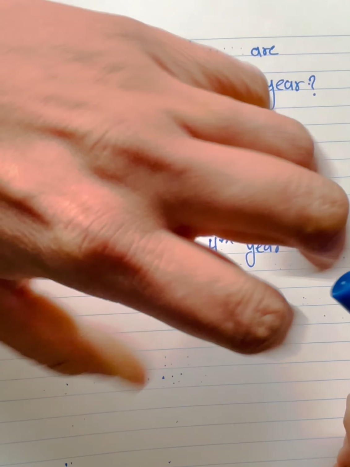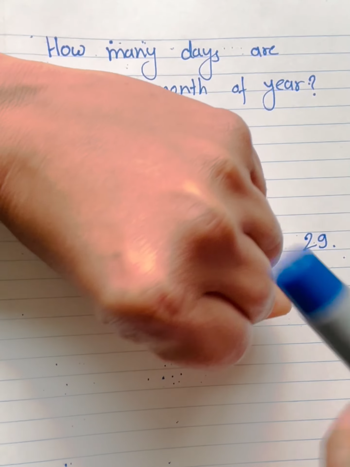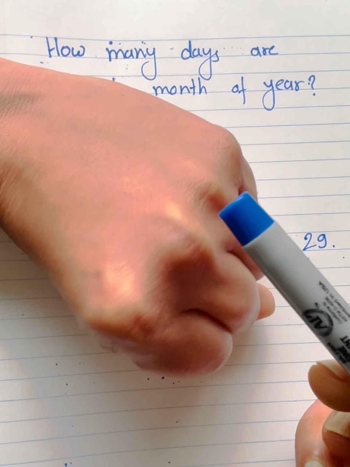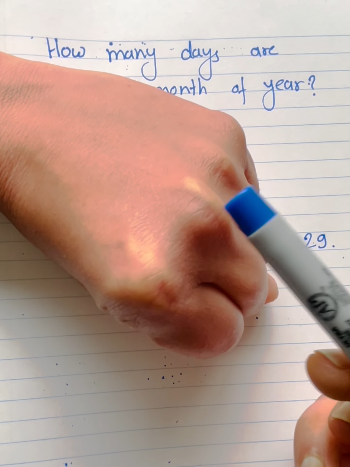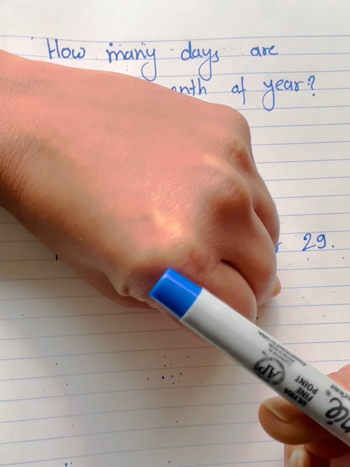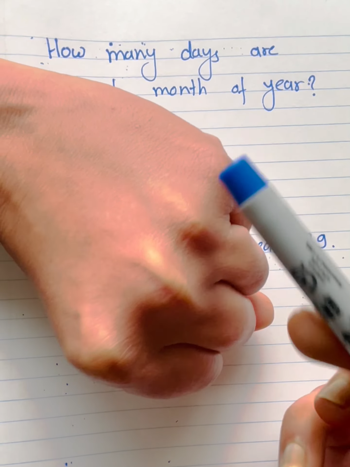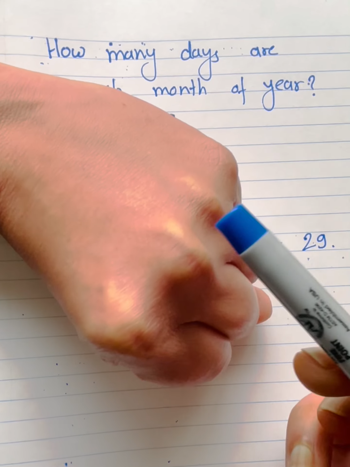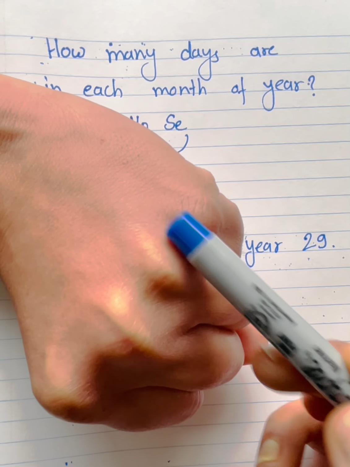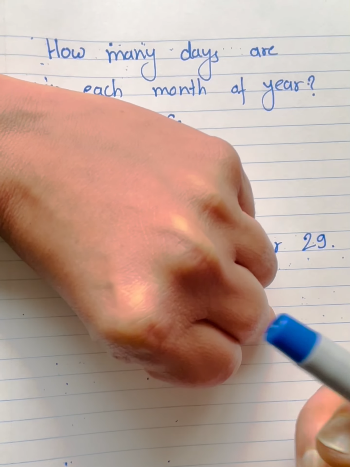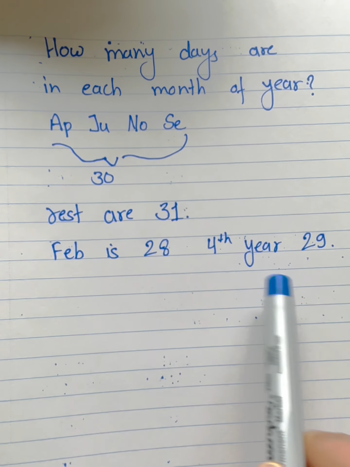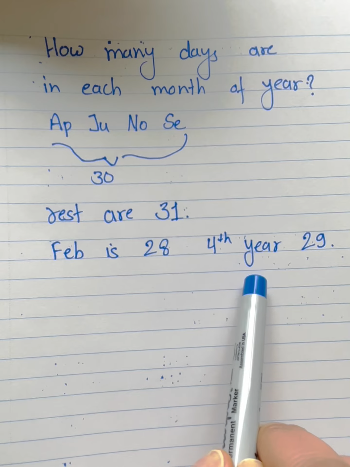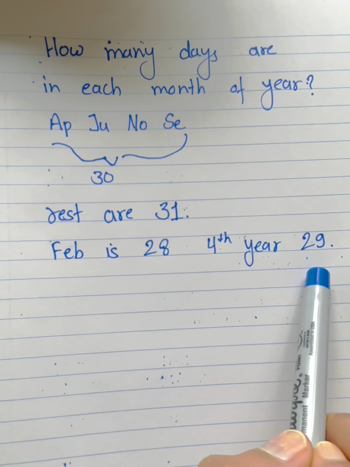Simple, right? Just do this. January, February, March, April, May, June, July, August, September, October, November, December. So the top portion of the knuckle has 31 days and the furrow or the valley has 30 days. And February always has 28 days, or in every fourth year, the leap year, it has 29 days.